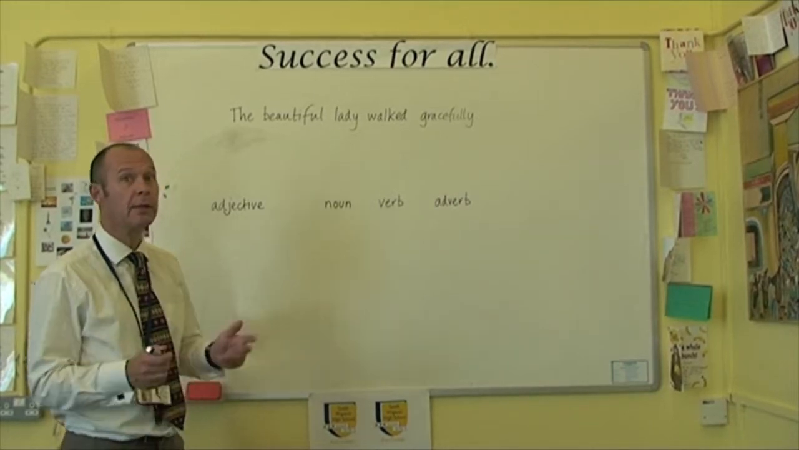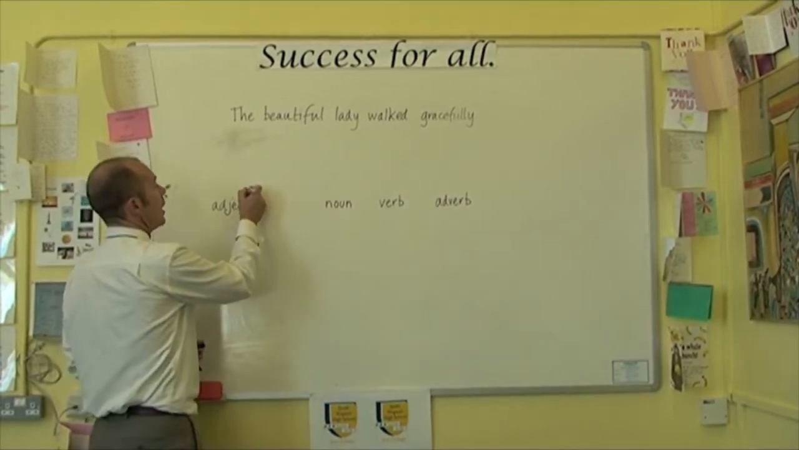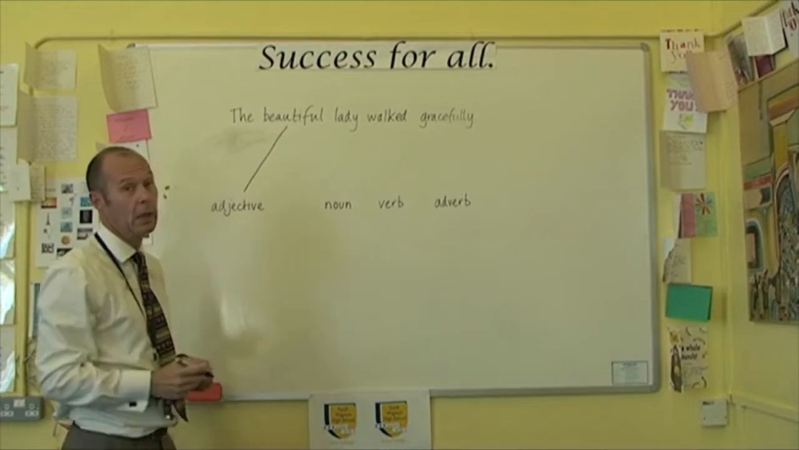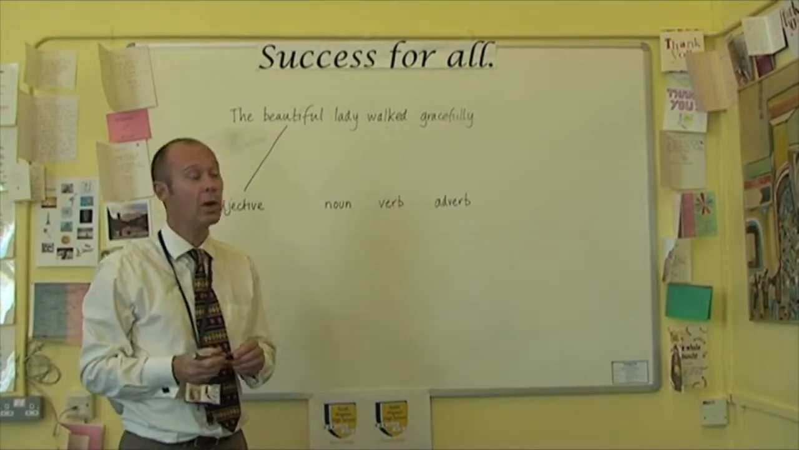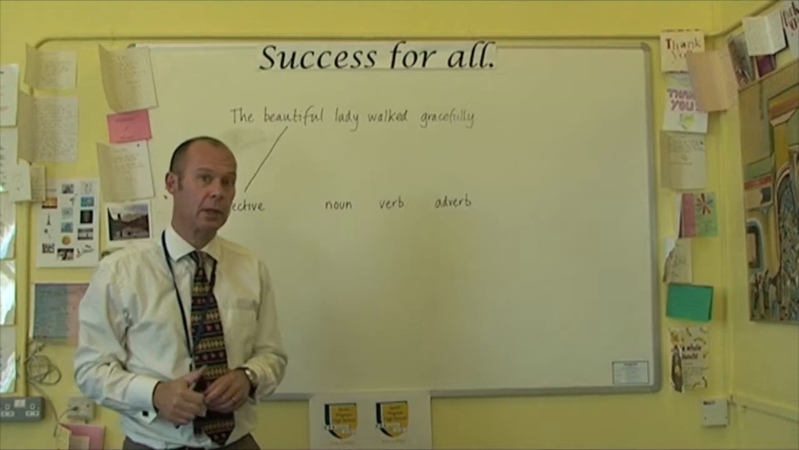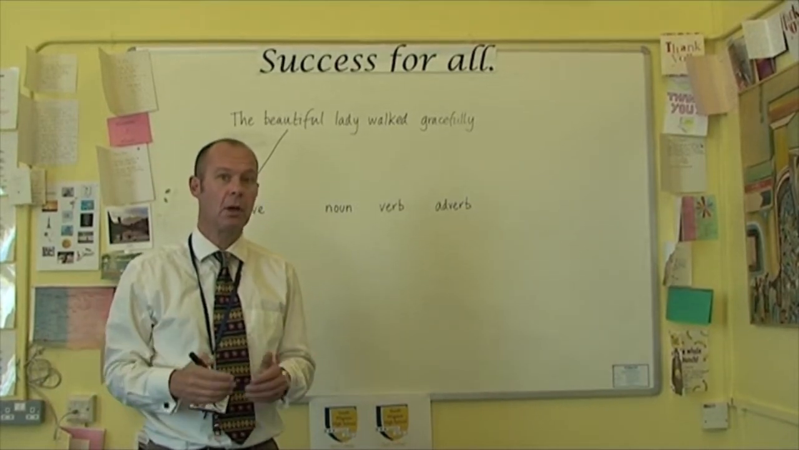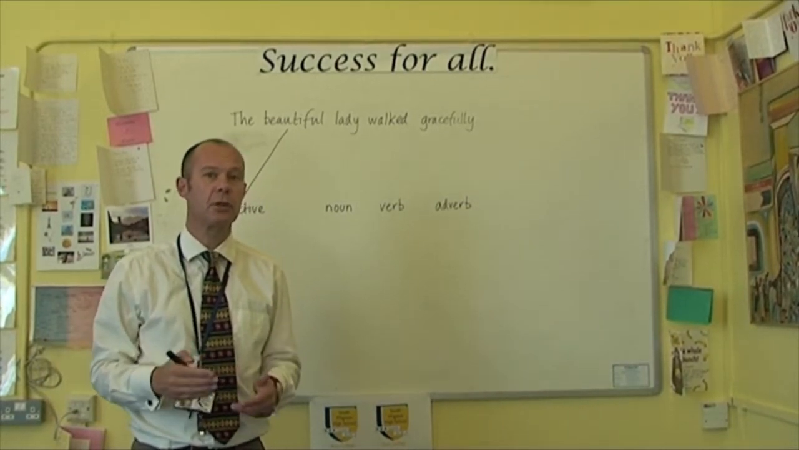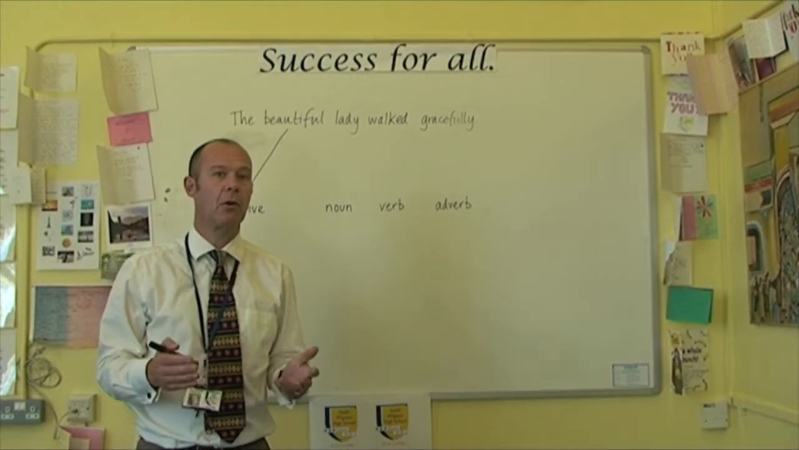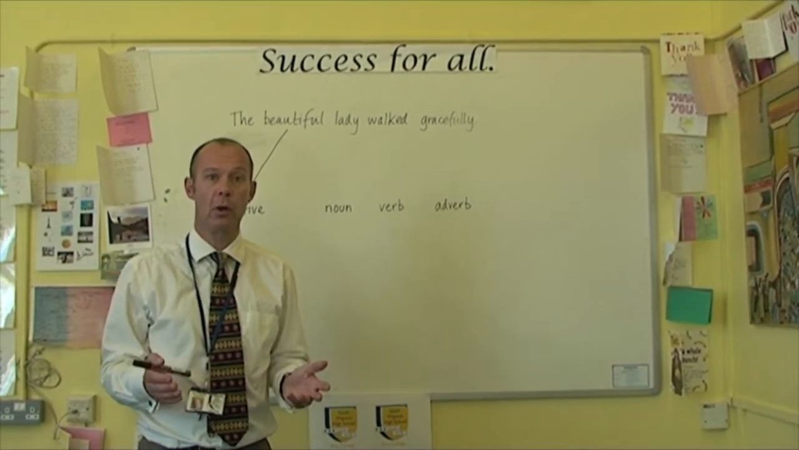The word beautiful in this sentence is an adjective. An adjective is a word that describes things. It describes how something looks, how something sounds. It describes what's going on.